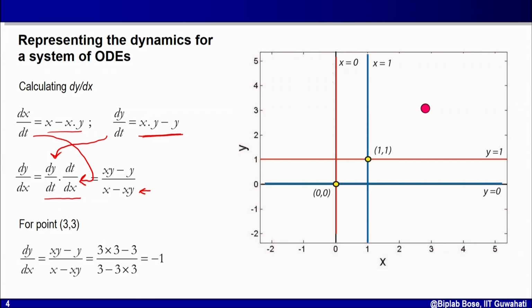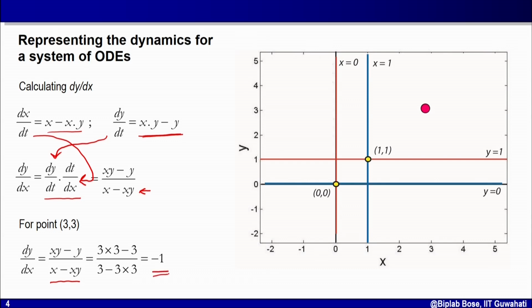How can I calculate it? dy/dx is equal to, as I have calculated, xy minus y divided by x minus xy. So put the values of x and y here. Both x and y are 3. So in the numerator, I will have 3 into 3 minus 3, divided by 3 minus 3 into 3, and that gives me minus 1.